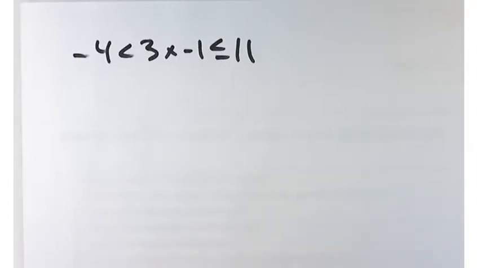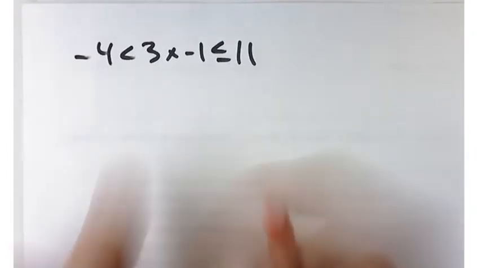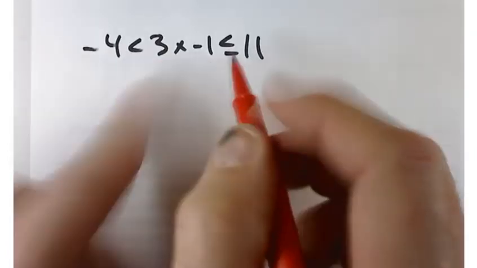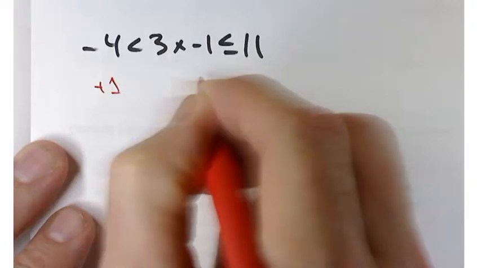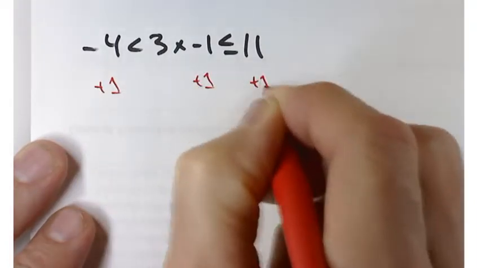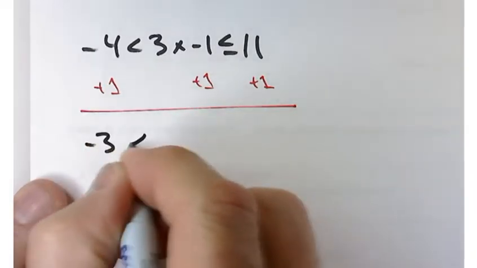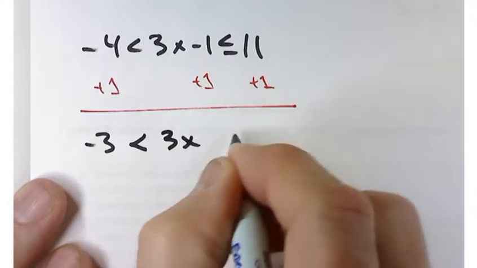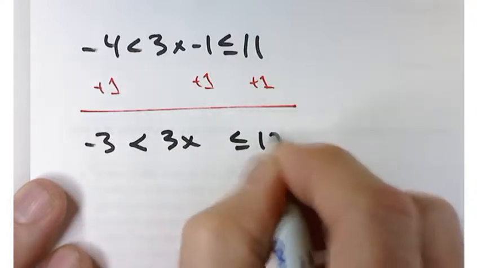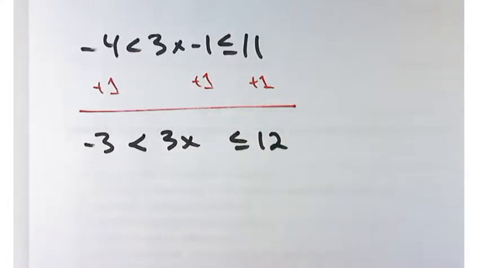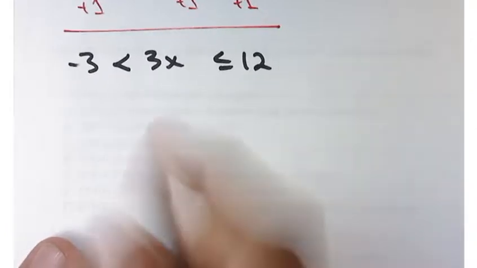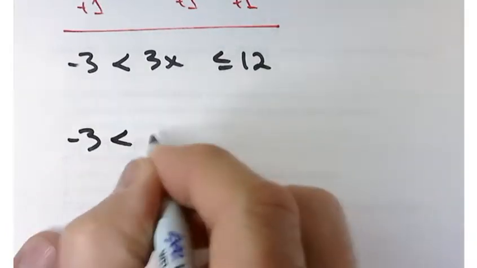And to do that, in the middle, I'll notice that I'm subtracting 1, and the opposite of subtracting 1 would be to add 1. So I'll add 1 to all three different parts of the inequality. And that gives me negative 3 is less than 3x, and that's less than or equal to 12. Okay, not bad. But we still don't have x by itself in the middle. So what else do I need to do?